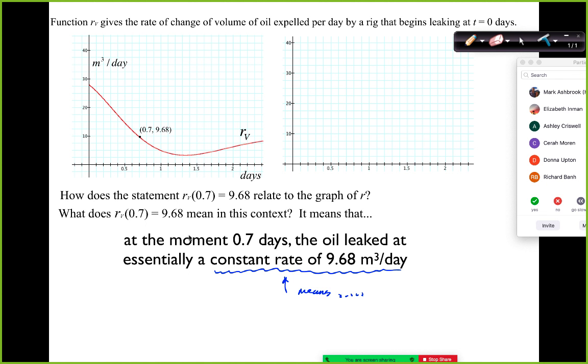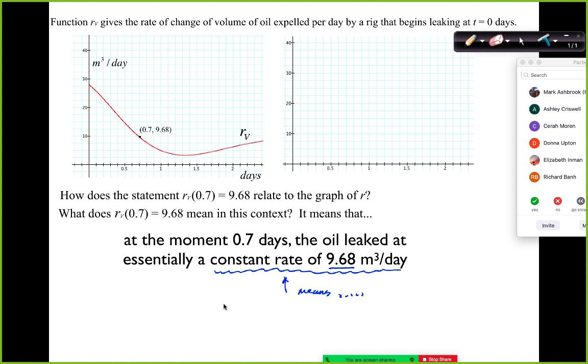In the moment, what does the number 9.68 mean? And this could be to somebody else. Ashley, what do you think? That the volume of oil is being expelled at 9.68 meters cubed.